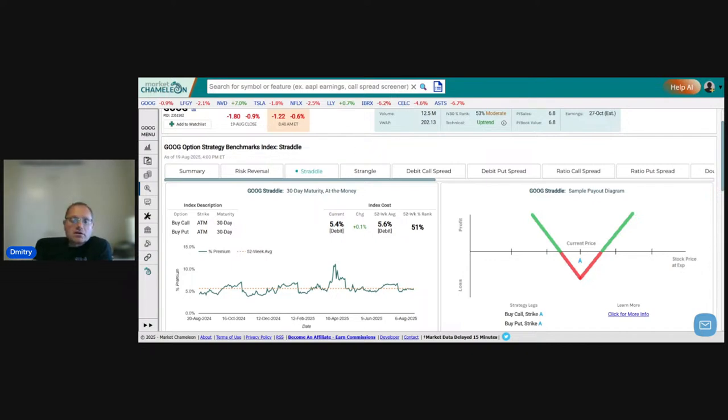Then we could compare that to the 52-week average. So that's the dotted line. We could see that the percentile rank is 51%, which lets us know that right now that cost is basically on the median, half above, half below, approximately. So we're right in the middle range of the historical observations.